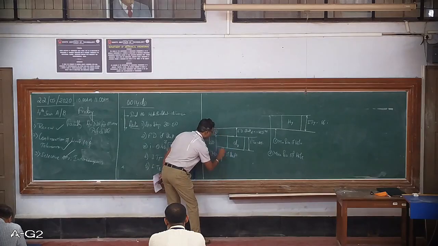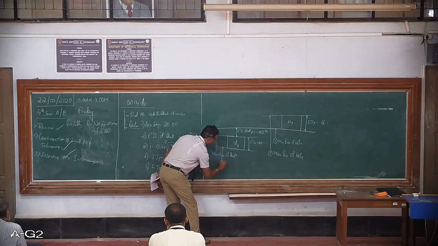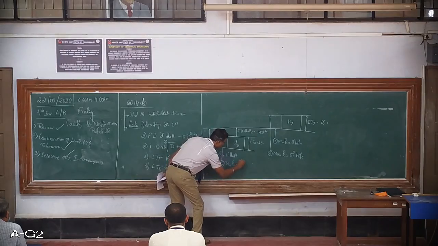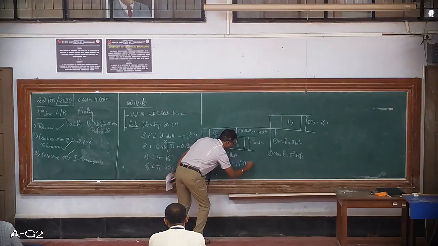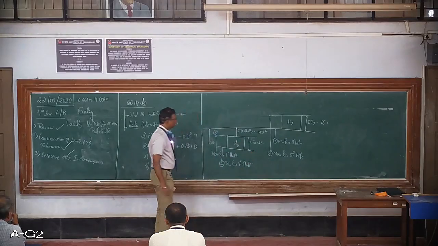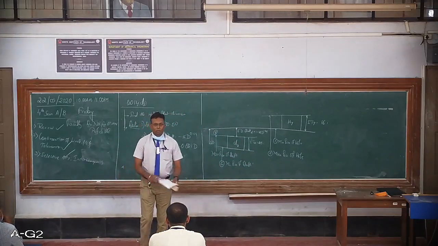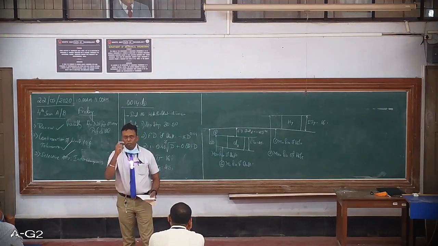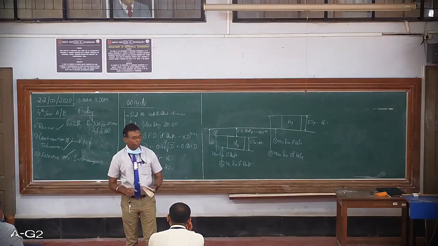Then number 4, last one, minimum size of the shaft. Now, let's also understand one concept that was not discussed yesterday and today. Maximum size and minimum size of the hole and the shaft.